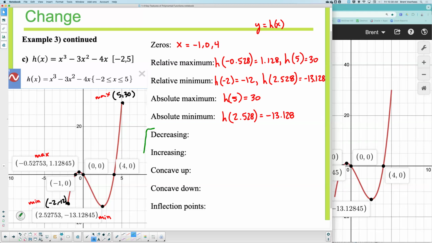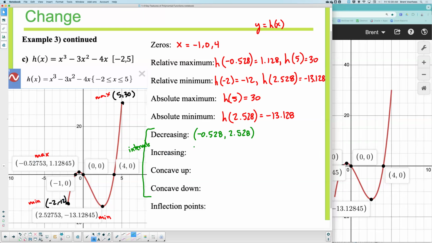Now, what can you tell me is going to be true about these next 4? How do we write those in? Intervals. Okay. Where are we decreasing from? Do we decrease? Yes. From this maximum to this minimum. So from negative 0.528, that's this x value, until this minimum value, which is 2.528. We decrease there.